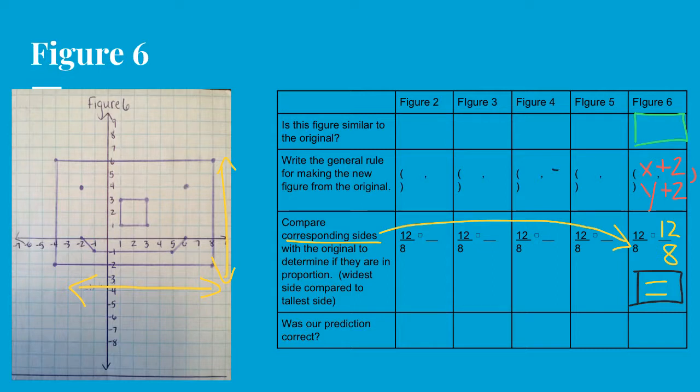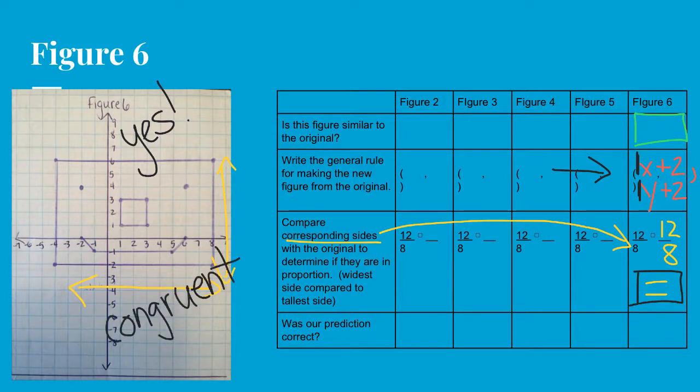So let's just look up here for a second. There is an invisible coefficient or multiplier of 1 before each of those letters. So technically, I have the same scale factor, and the sides are in proportion. So yes, this guy is similar, but he's more than that. Because my scale factor is a 1, he's actually congruent. If you look at figure 1 compared to figure 6, exactly the same size and shape, but there is a difference, and it has to do with this add 2 and this add 2.